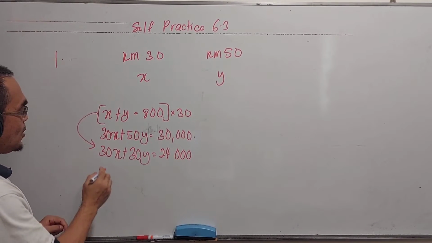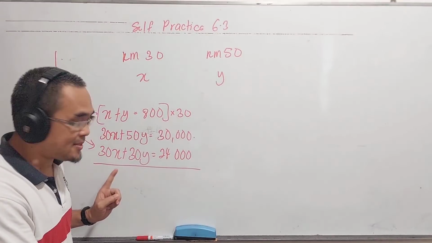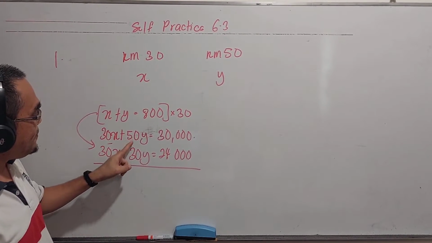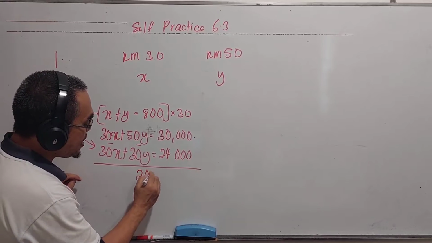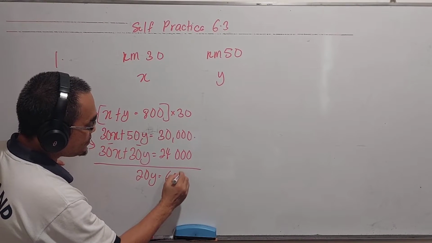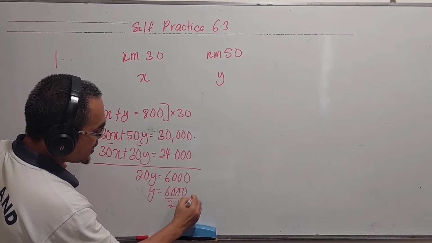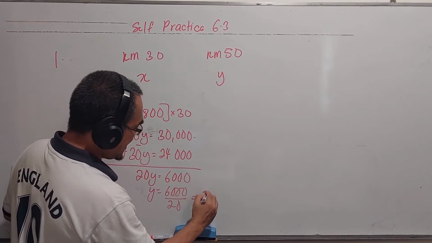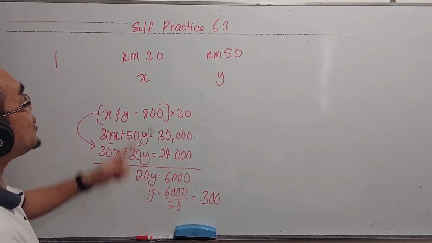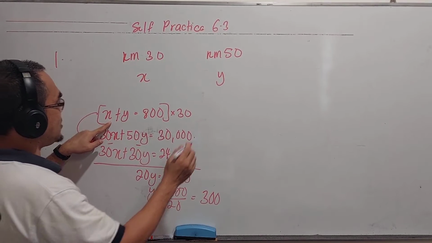Okay, so what we are going to do is that. And why do I multiply by 30? Because I want to eliminate x. So if you minus 30 minus 30, you get 0x. 50 minus 30, you get 20y. And then 30,000 minus 24,000 will be 6,000. And then the value of y will be 6,000 divided by 20, which is 300. Okay, 300 booklets.